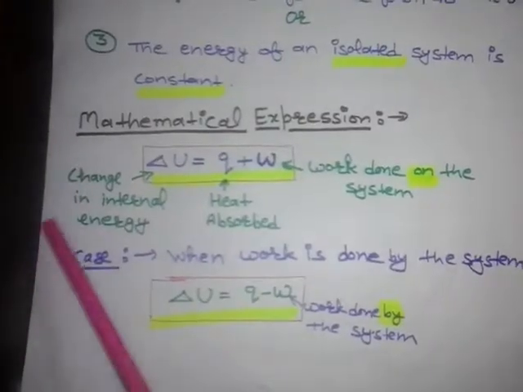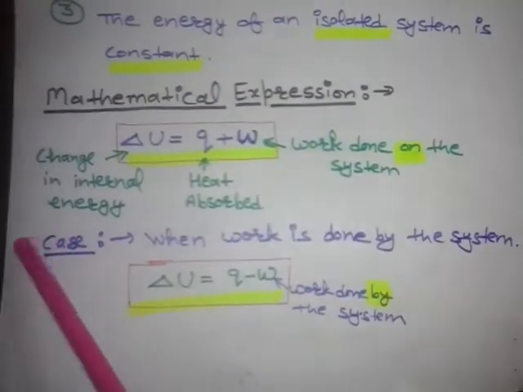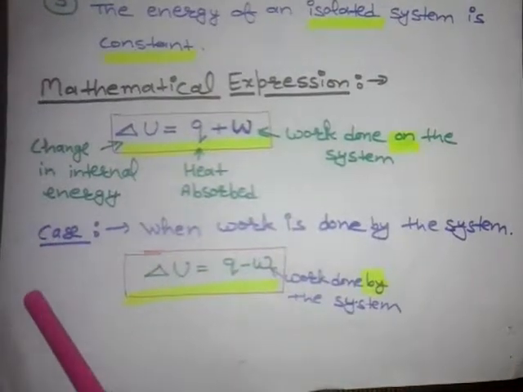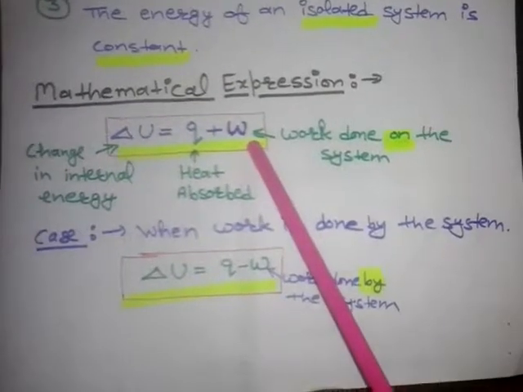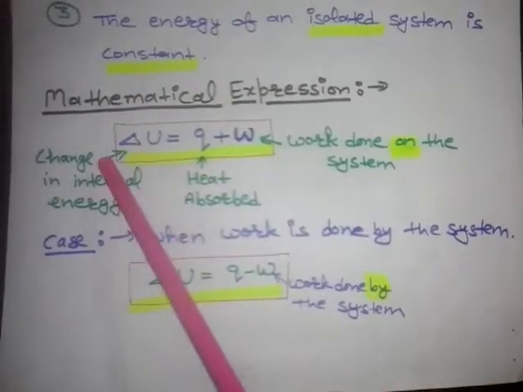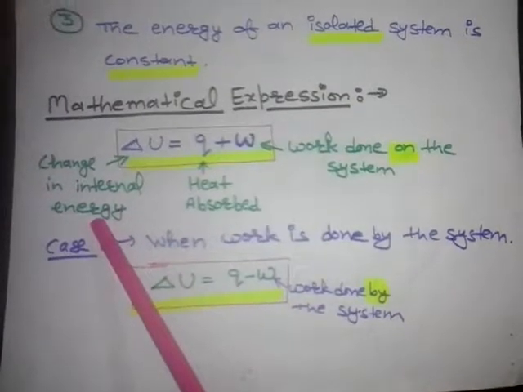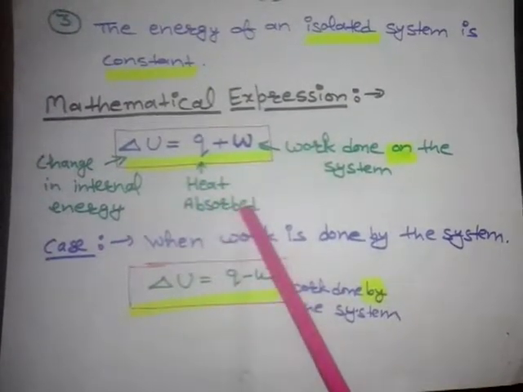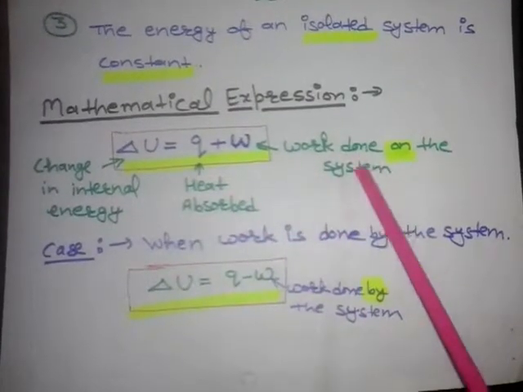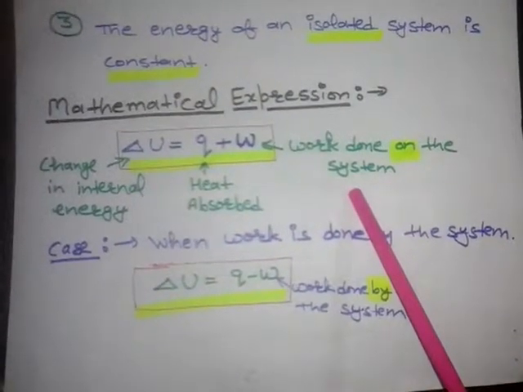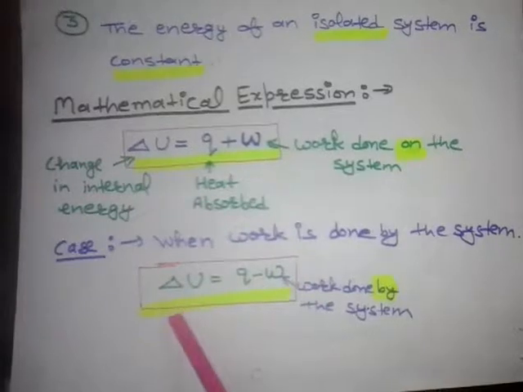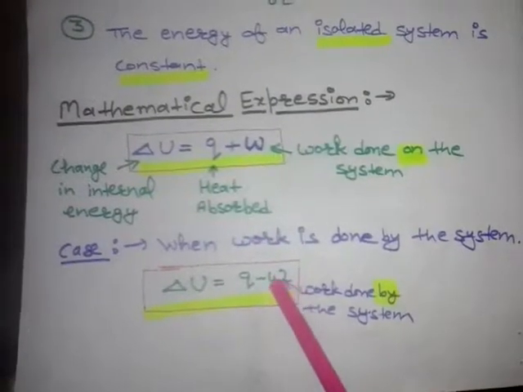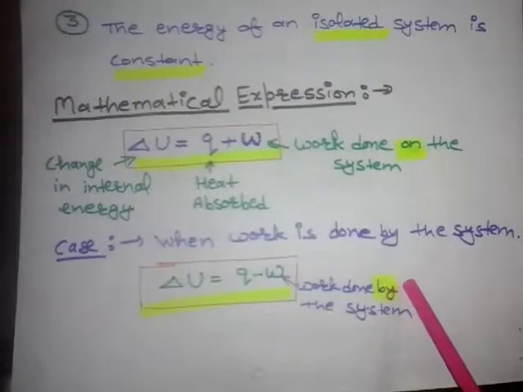Then we have second concept, or its mathematical expression. The mathematical expression for first law of thermodynamics is delta U is equals to Q plus W, where delta U is change in internal energy, Q is heat absorbed and W is work done on the system. And this expression changes to Q minus W. Delta U is equals to Q minus W when work is done by the system.